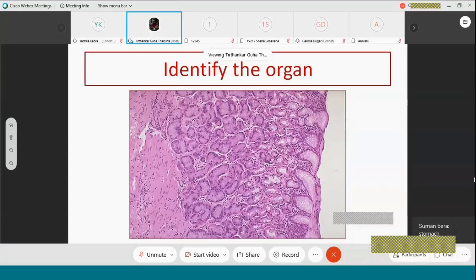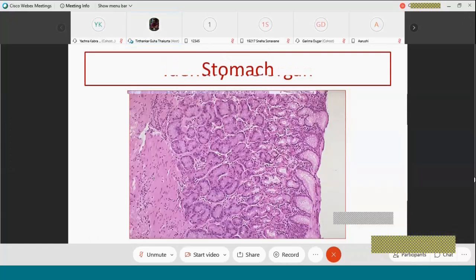Wonderful. This is the stomach. So there are gastric teats lined by columnar epithelium, tightly packed gastric glands, and smooth muscle layer. As we move towards the antrum, the gastric teats become longer and longer.